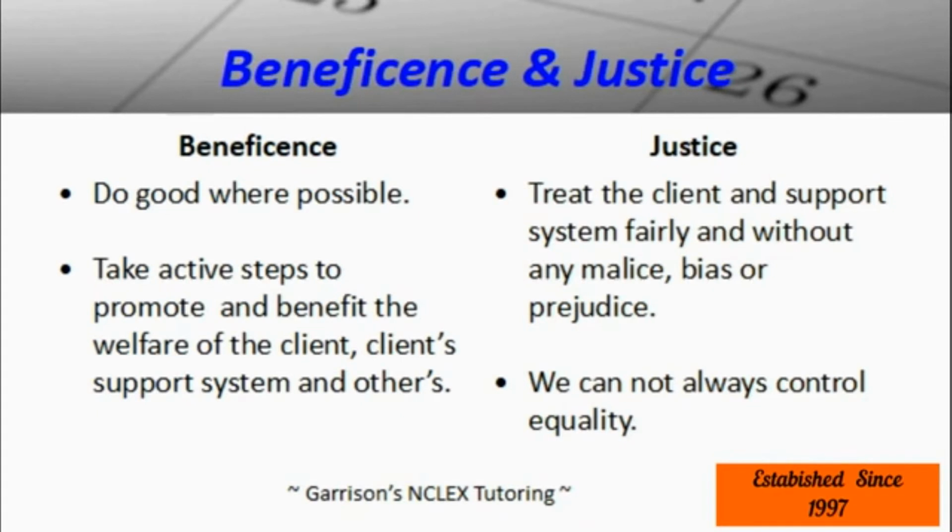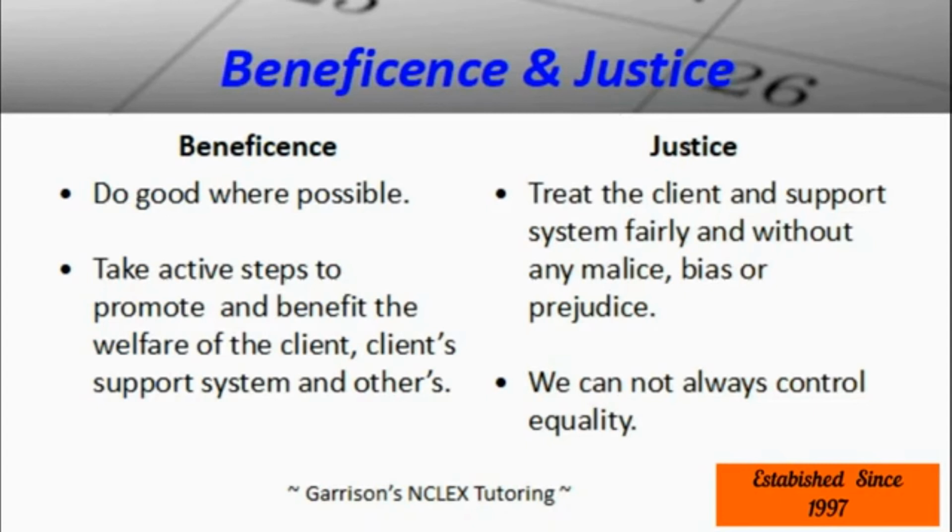Earlier I said social justice, but I think the NCLEX just has justice as an answer because there was an actual question on the NCLEX. So let's talk about beneficence. This means to do good where possible. When it comes to nursing, you want to take active steps to promote and benefit the welfare of the client's support system, and when appropriate, others. That is what beneficence means.